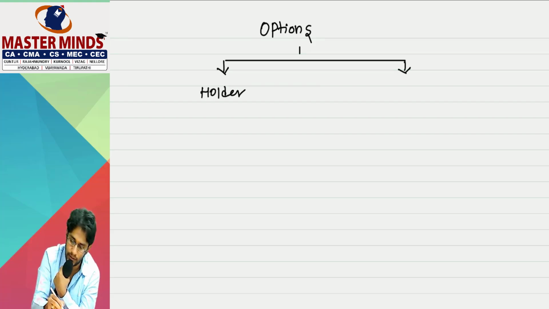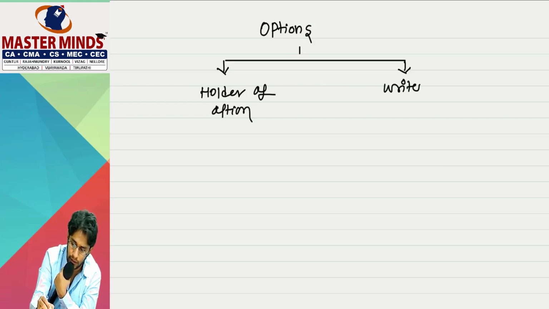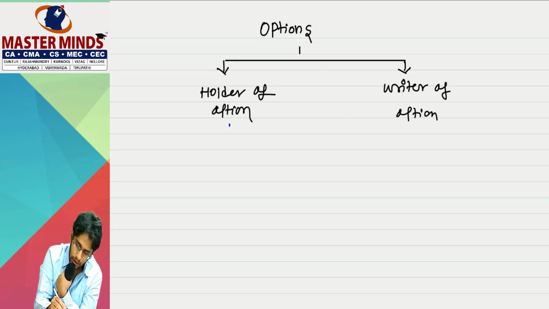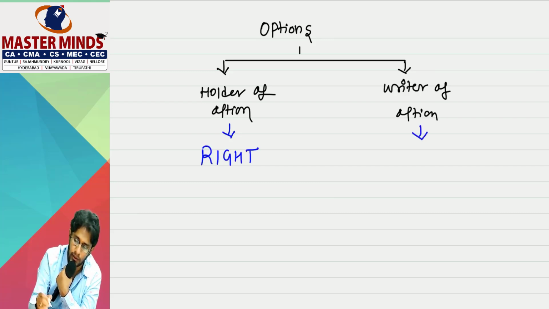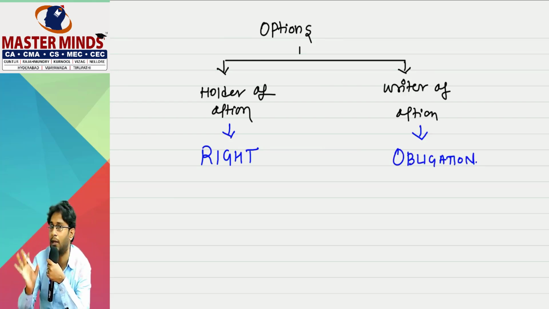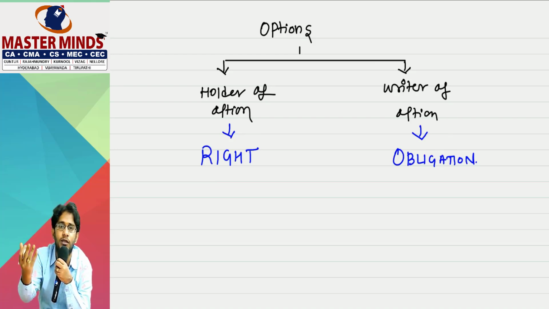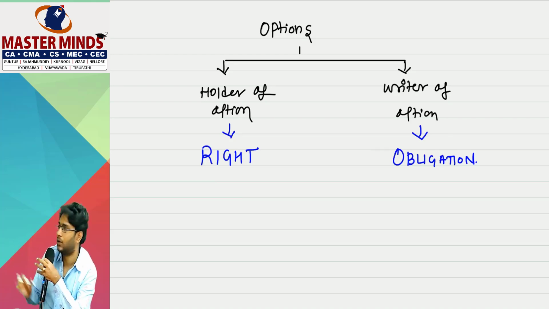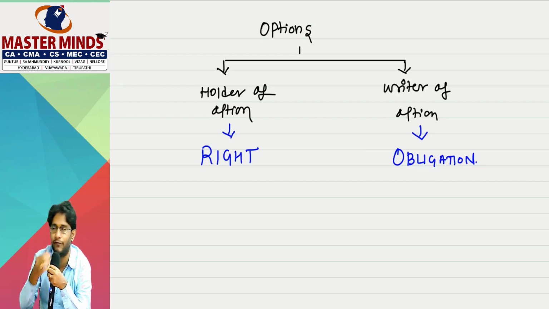One party is called the holder of the option. The other party is called the writer of the option. The holder of the option will have a right. The writer of an option will have an obligation. What right he has and what obligation he will have, we will see later on. But for the time being, one fellow has a pure right on this contract, and the other fellow has to simply comply with the opposite person's right. Now, don't you think this type of contract is a kind of one-sided contract?